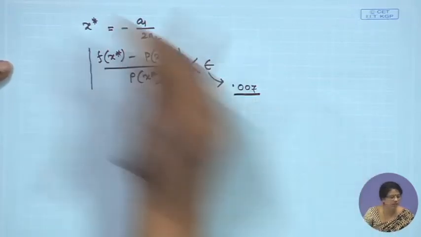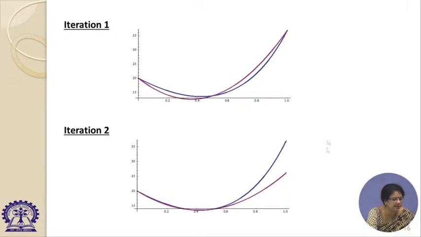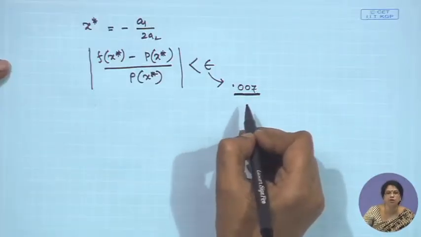But if we just look at the graph of it, here the red one is the original function and the blue one is the fitted polynomial. In the first iteration, that was the fitted polynomial, and in the second iteration the blue and red are almost mixing together. If you zoom in, maybe you may not be satisfied with that, but at a glance if you are satisfied, you can stop the iteration here. Since the value is 0.007, you can stop.